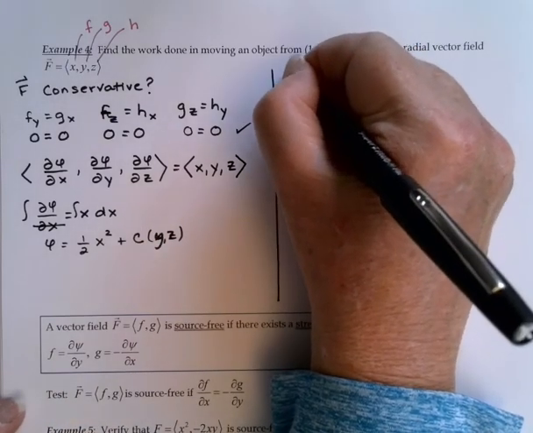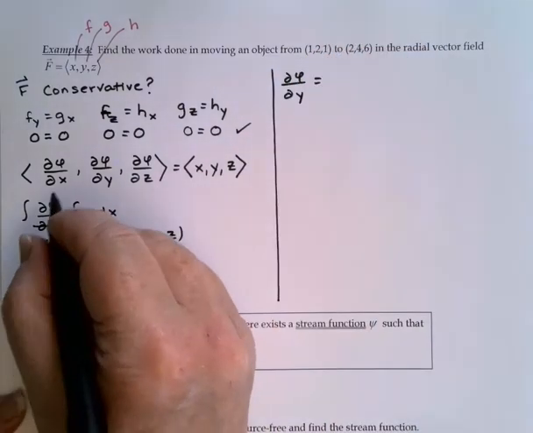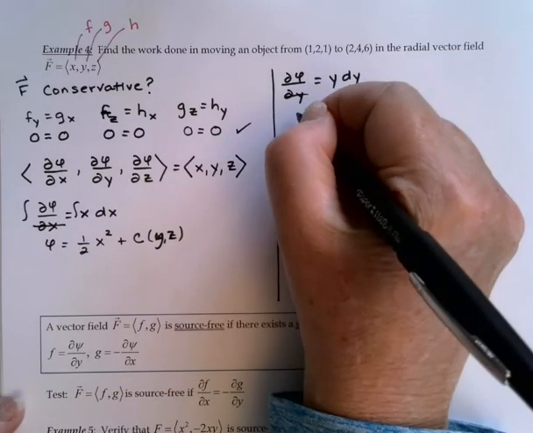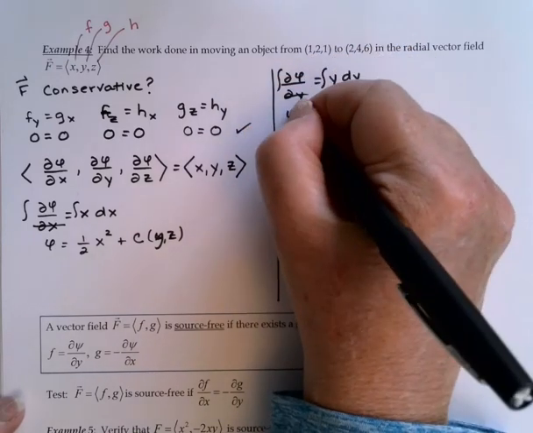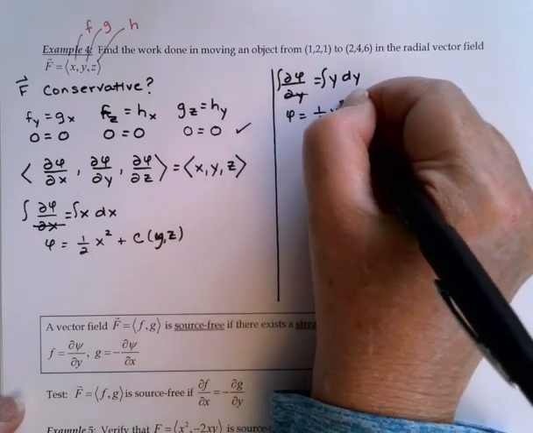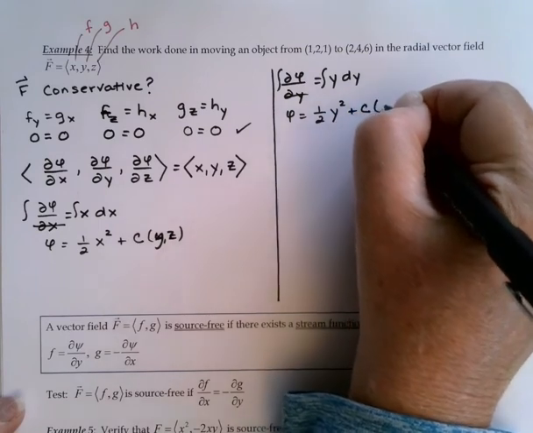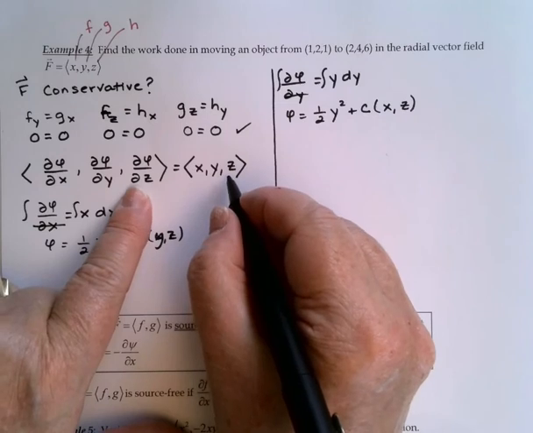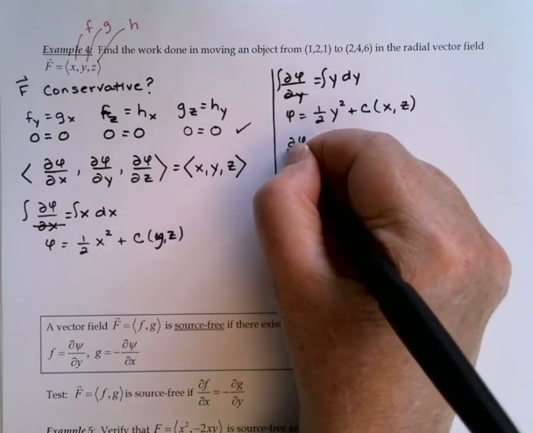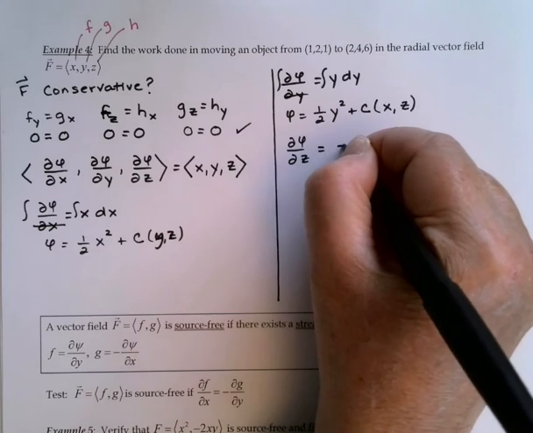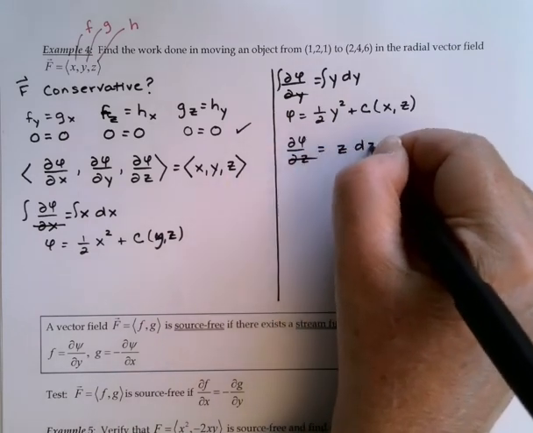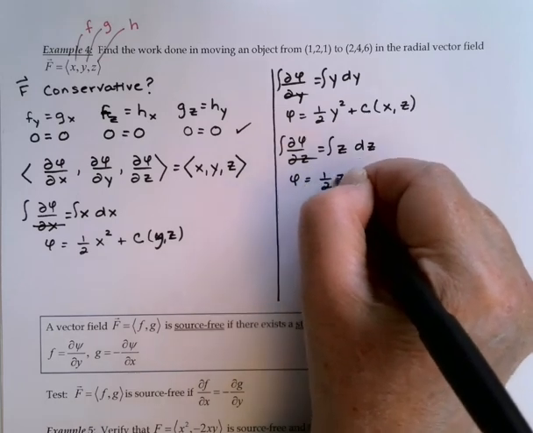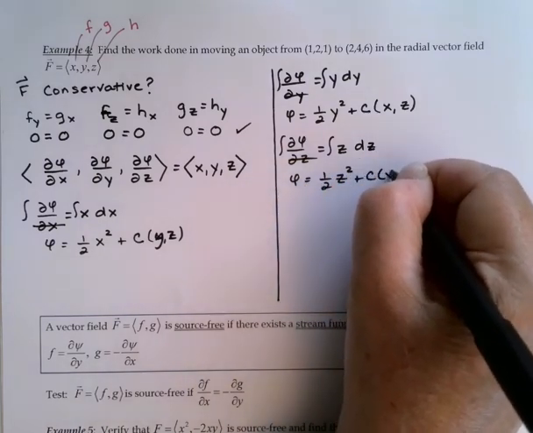Second component, partial of phi with respect to y equals y. So integrating there, phi is 1/2 y squared, plus a constant that could depend on either x or z or both. And finally, the last component, you're probably seeing a pattern here. And phi is 1/2 z squared, plus a constant that could depend on x and y.